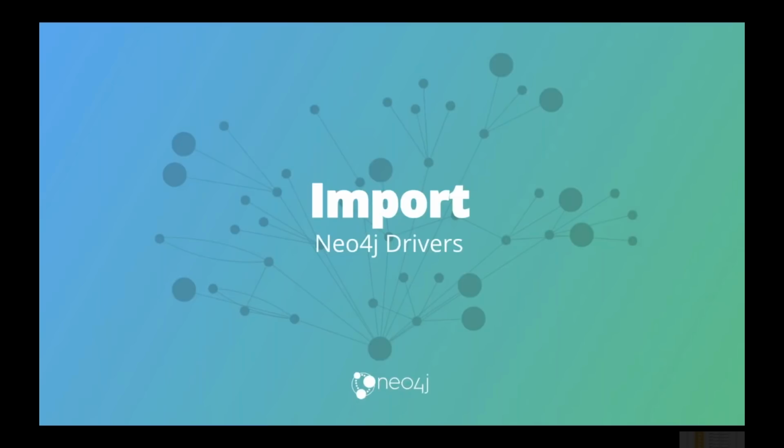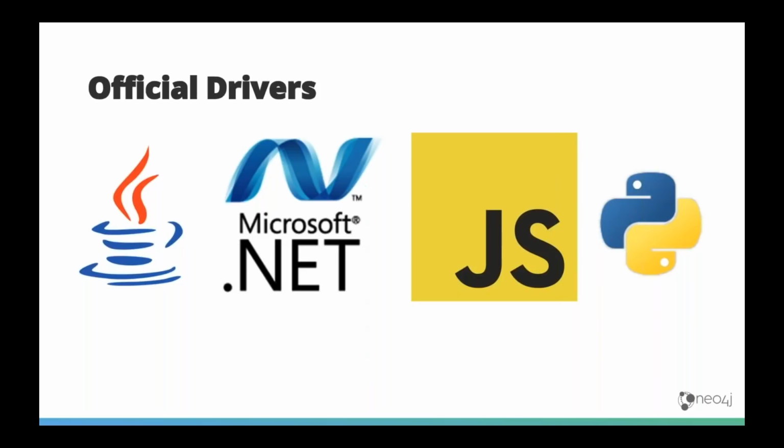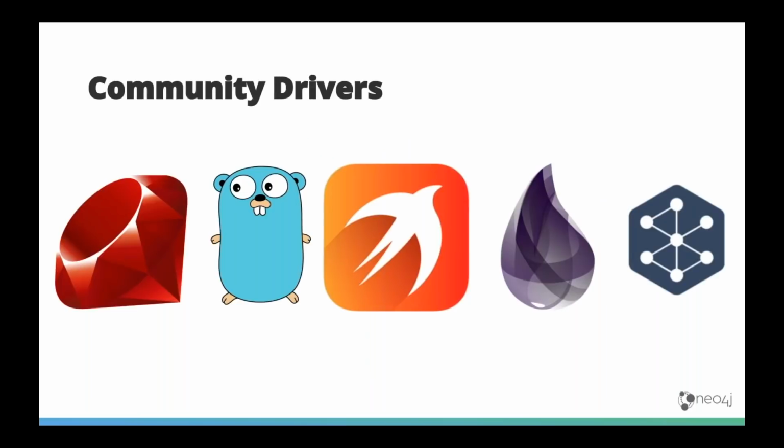But we can actually probably do a bit better if we use the Neo4j drivers. So Neo4j, the company, has 4 official drivers. So we've got drivers for Java, .NET, JavaScript, and Python. But there are also community drivers for Ruby, Go, Swift, Elixir, and PHP. So there's almost certainly a driver for whichever language you're working in.